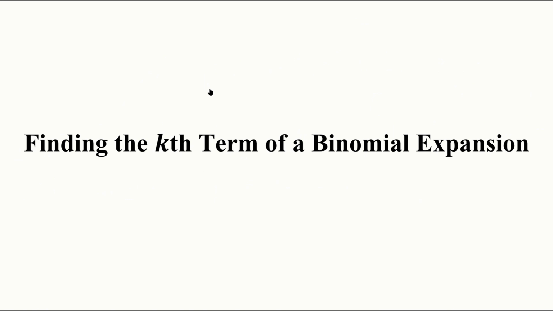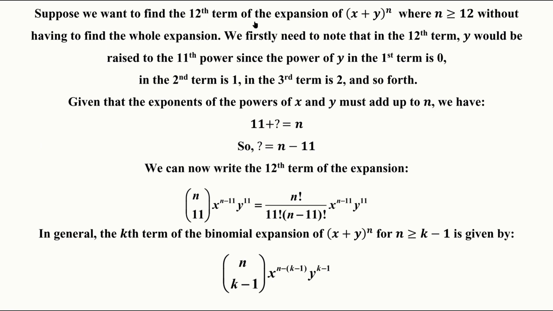All right, so the last thing we're going to do is find the kth term of a binomial expansion without actually doing the expansion. Suppose we want to find the 12th term of the expansion of the quantity x plus y to the n. Of course, here we would want n to be greater than or equal to 12 since we want the 12th term without having to find the whole expansion. So we firstly need to note that in the 12th term, y would be raised to the what power? Think about it, in the 12th term, right?